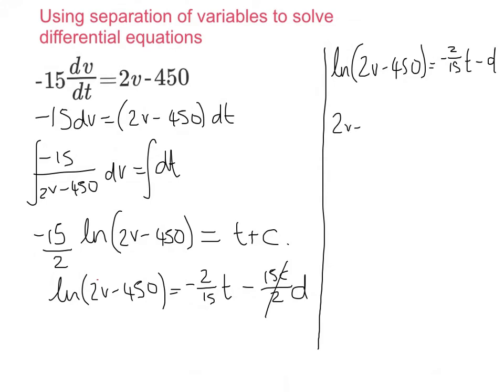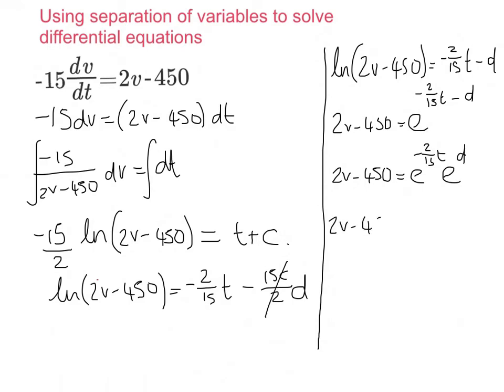So 2v minus 450 is e to the minus 2 over 15 t minus d, which, using our rules of indices very carefully, is e to the minus 2 over 15 t times e to the d. Oh, e to the d is just a number, isn't it? Let's just call it a. A e to the minus 2 over 15 t.